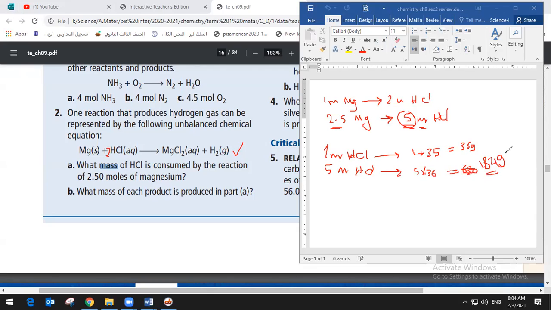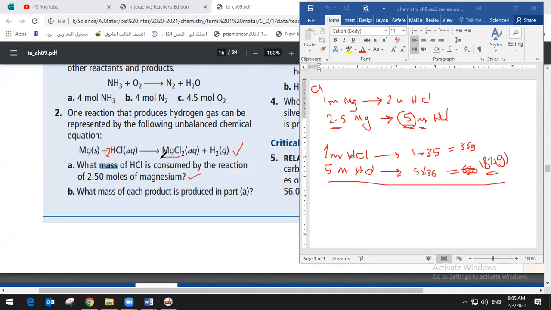Okay, more. Sorry, gram. Is it hard like this? No, Mister. Okay, so we're right. Then he asks you in the same equation. Here, what mass of each product is produced in part A? Okay, so he asks you what mass of each product.